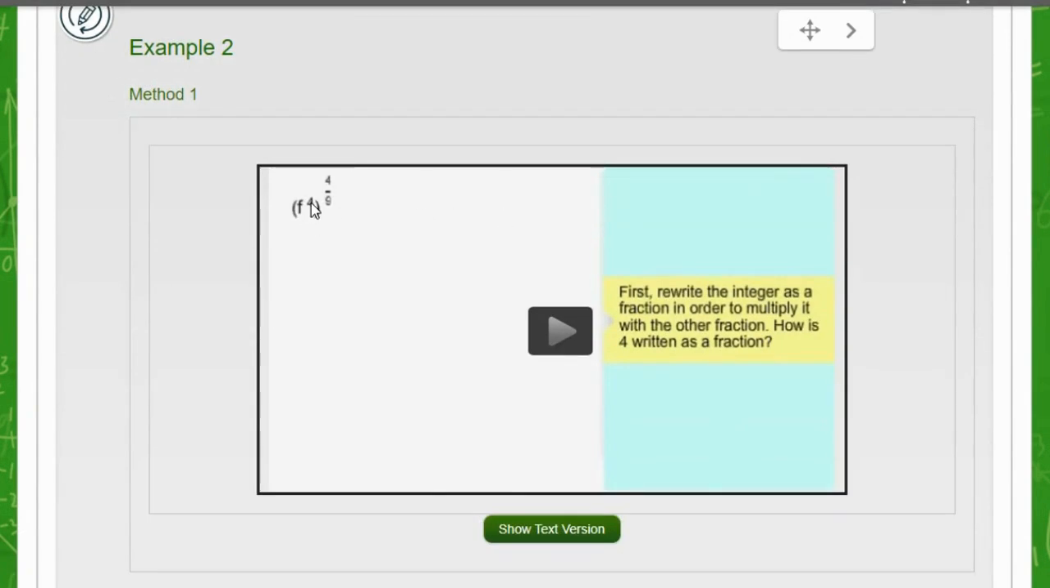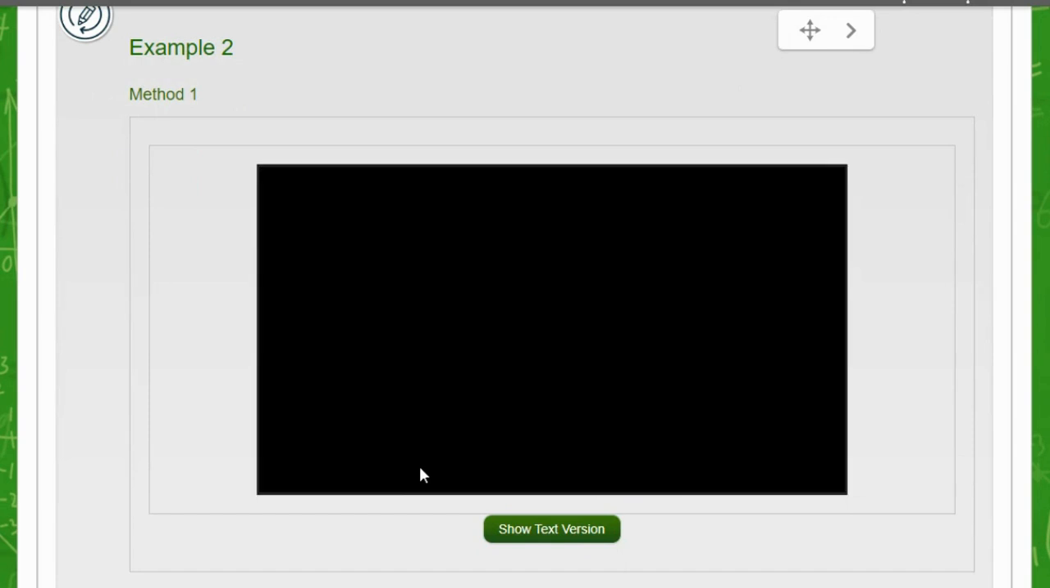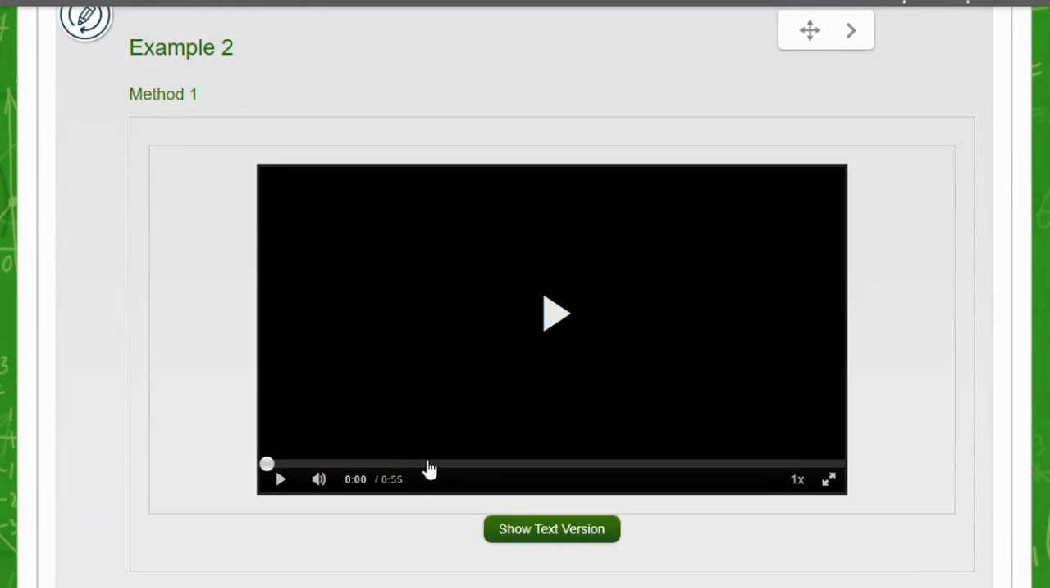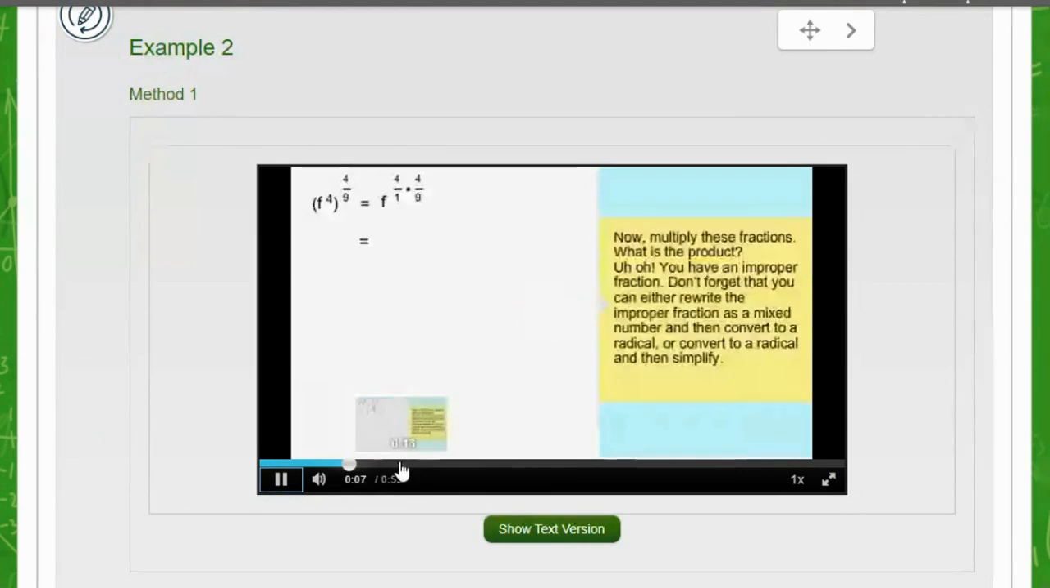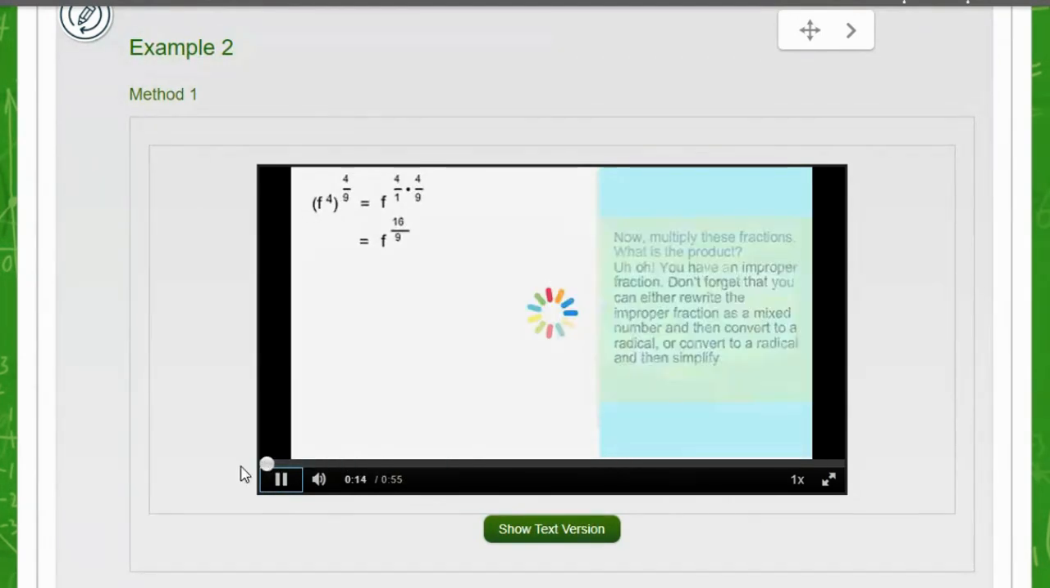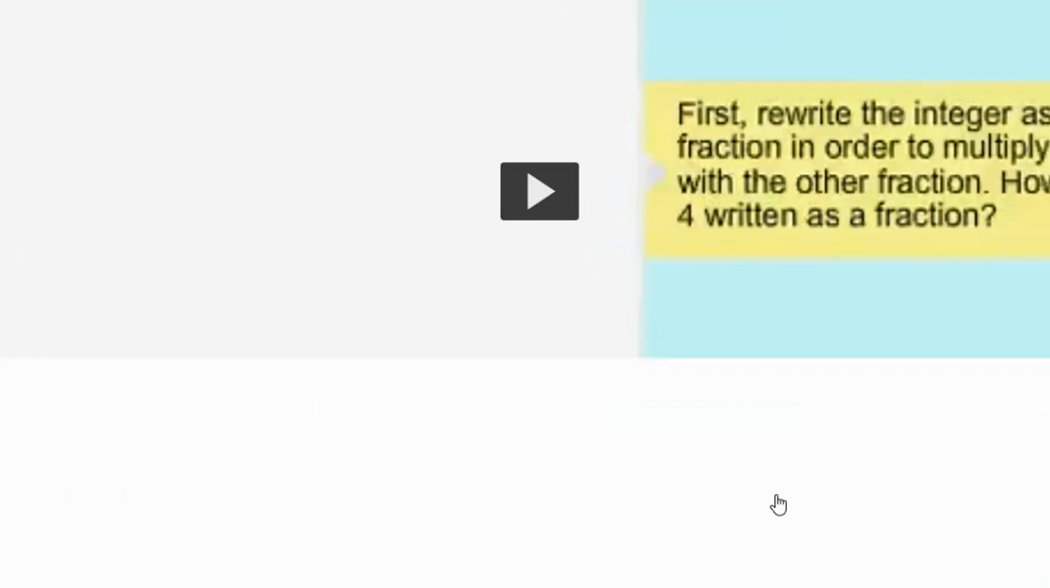f to the 4th power being raised to the 4/9 power. I don't think this one has sound, so I'm not going to change how I present it. I'm just going to show it like this.